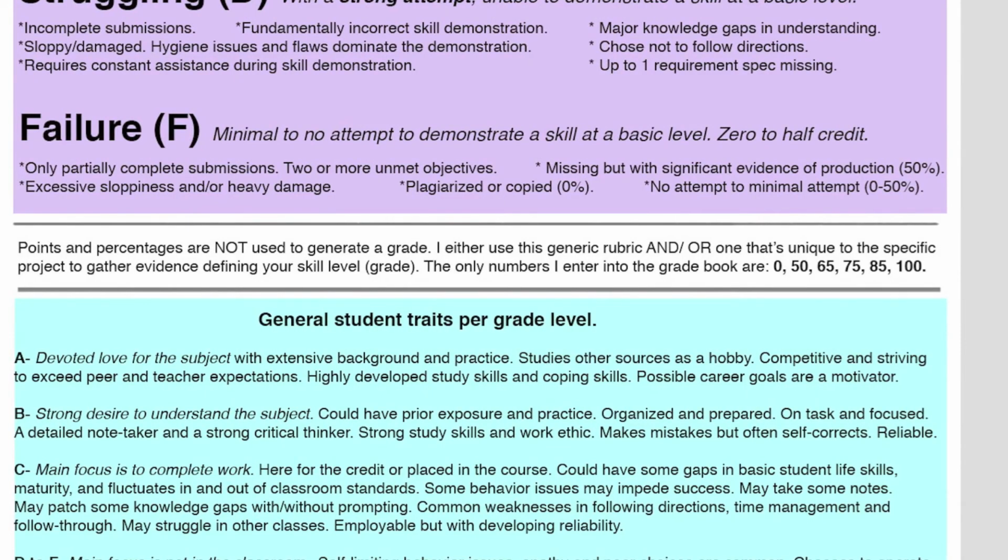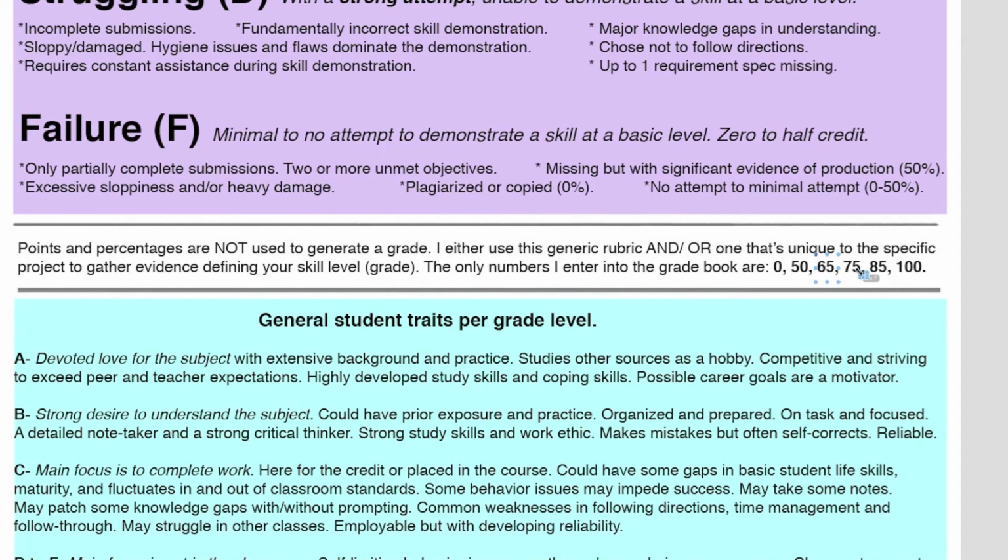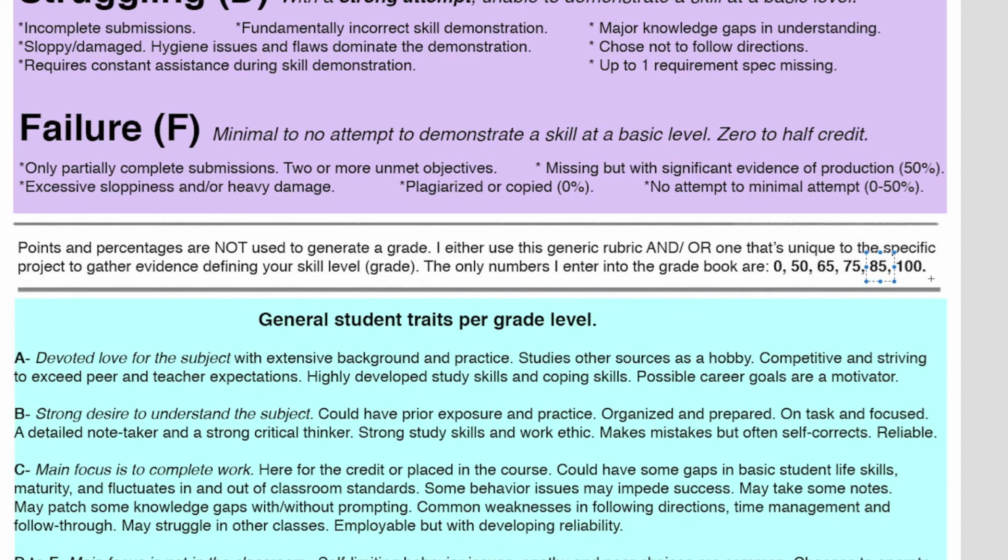Now, what do you see in the gradebook when I enter grades? Well, again, I don't use points or percentages, but the school's gradebook program does. It requires me to enter a numerical score. For an F, I either enter a 0 or a 50%. For a D, I give a flat 65. For a C, that's a flat 75. For a B, it's a flat 85. An A, I enter a flat 100.